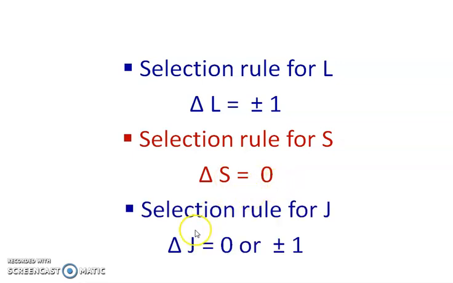The next selection rule is for capital J. Del J should be either 0, plus 1 or minus 1. It can take three values. So when an electron jumps from a higher state to a lower state, it has to satisfy all three selection rules. Then only there will be a transition.